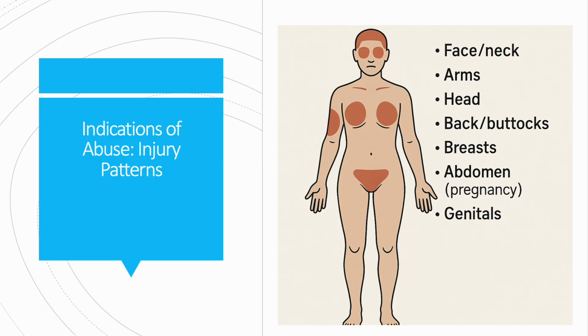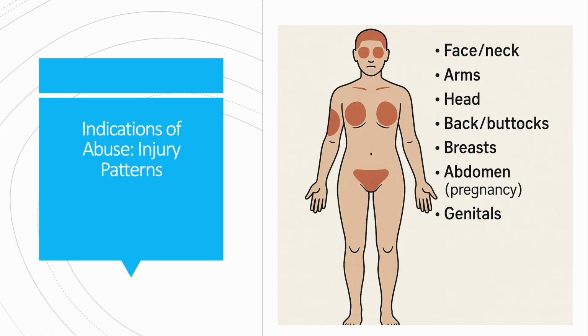cause vascular injuries, airway swelling, neurologic deficits, and delayed respiratory compromise. If a patient reports being choked, this requires immediate attention and documentation regardless of visible injury. The arms are the second most common site because victims instinctively raise their hands and forearms to protect themselves. These are known as defensive wounds.